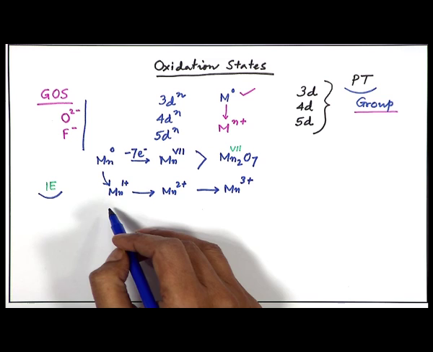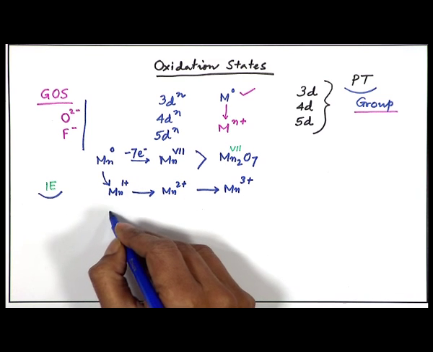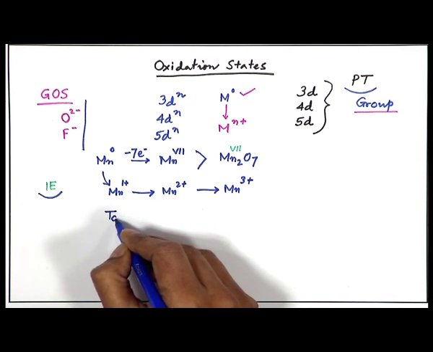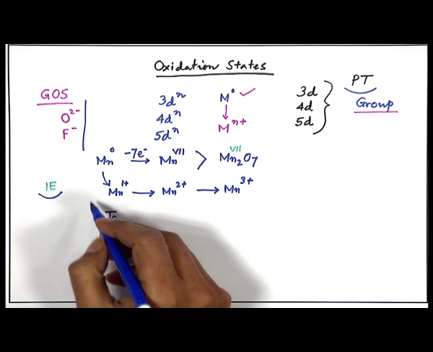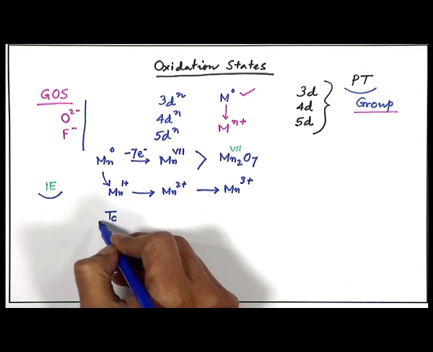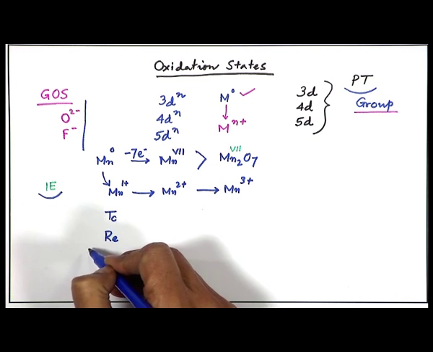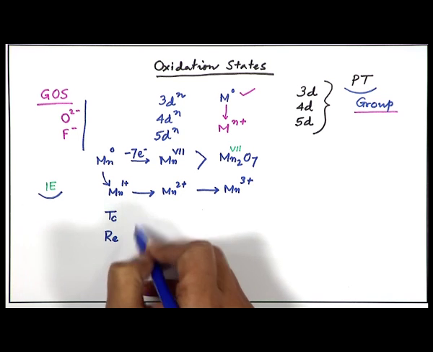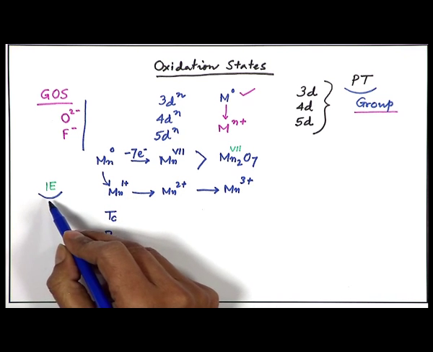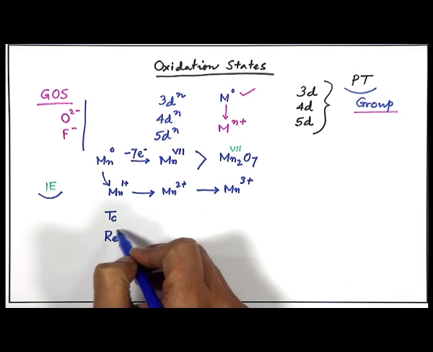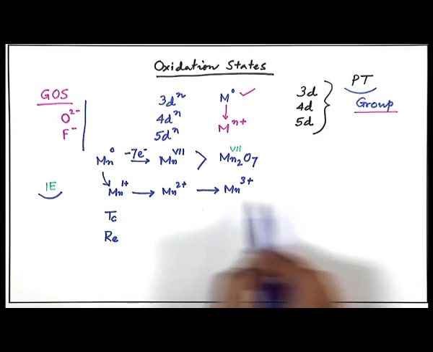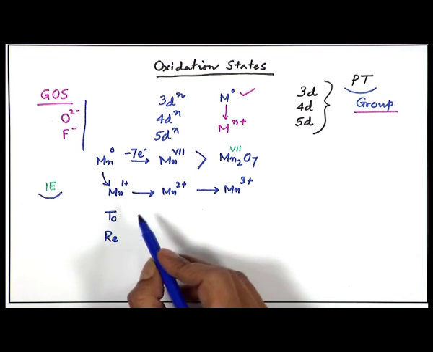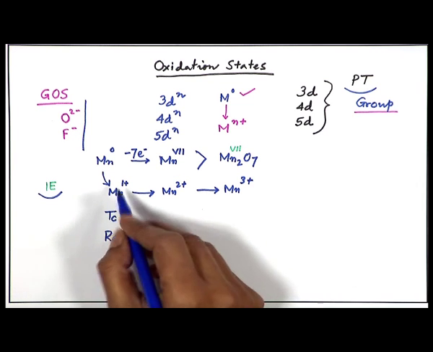So, if we just compare manganese, technetium, or rhenium along the group, where it is the 3D, the 4D and the 5D element. In these particular cases, if we try to compare the ionization energies, the ionization energies for technetium or rhenium, for the monovalent, bivalent, trivalent and so on, would be less compared to the manganese state.